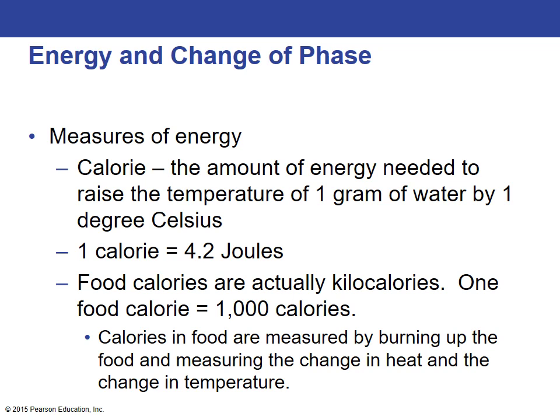Food calories: if you've heard the term calorie, it's most likely where you've heard it from. A food calorie is actually a kilocalorie. So, for example, 1 food calorie is equal to 1,000 energy or heat calories. Calories in food are measured by burning up the food and then measuring the change in heat and temperature to determine the number of calories, or energy, given off by that food.